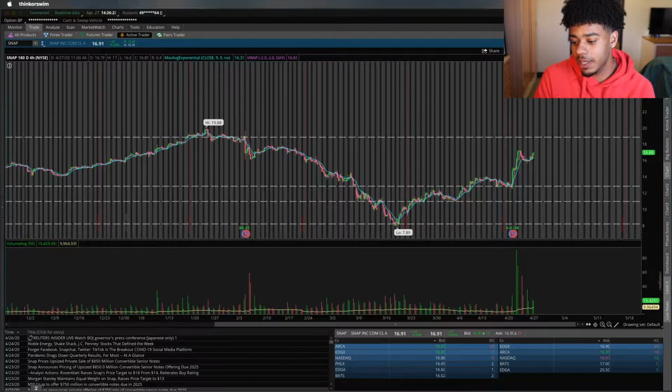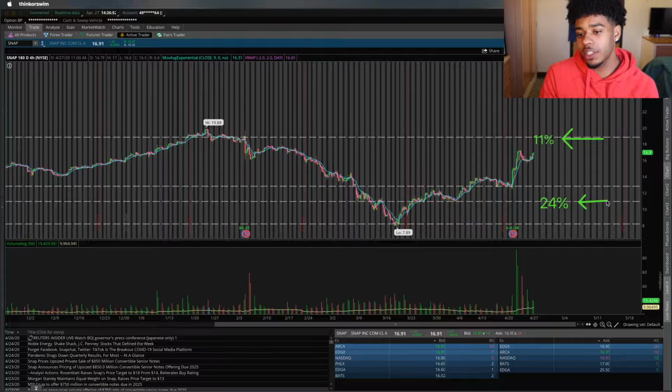So I'm just going to type that in here. 24% you're going to lose, and you're going to try and profit 11%. That literally makes absolutely no sense. So you want to make sure you're getting into trades that don't have a negative risk to reward ratio, or a risk to reward ratio that is basically breaking even. You don't want that one either.